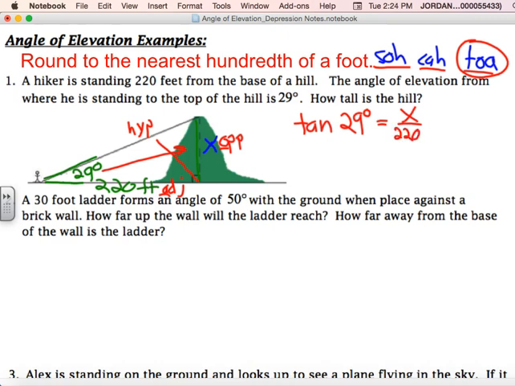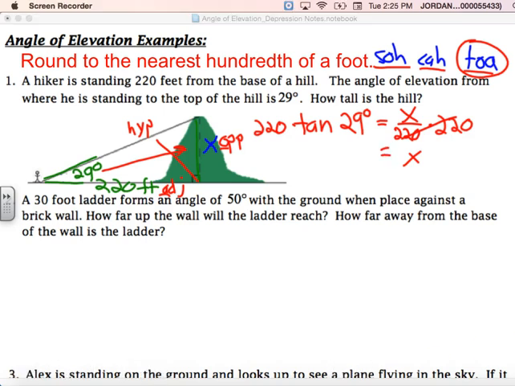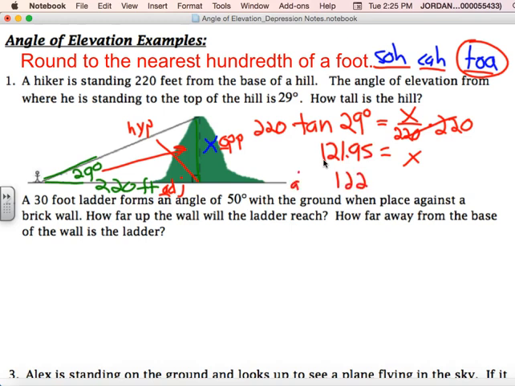Okay, you learned from the videos before, whenever x is on top, we're just going to multiply by 220 to cancel the division by 220. So we get x equals 220 times the tangent of 29 degrees. And whenever we type that in, we should get 121.95 feet. Okay, or you could just say about 122 feet.